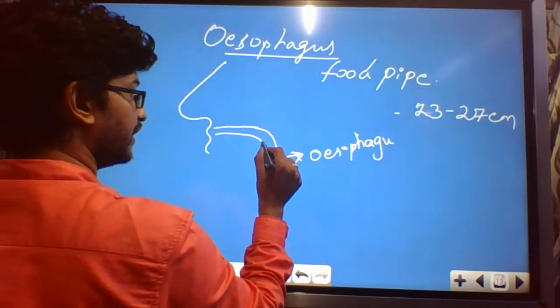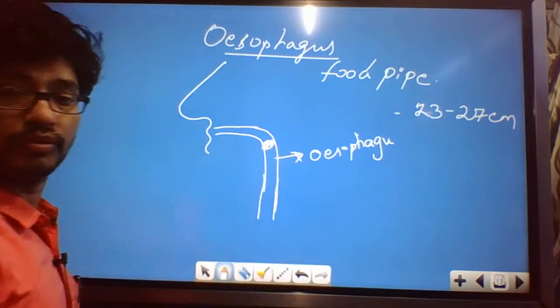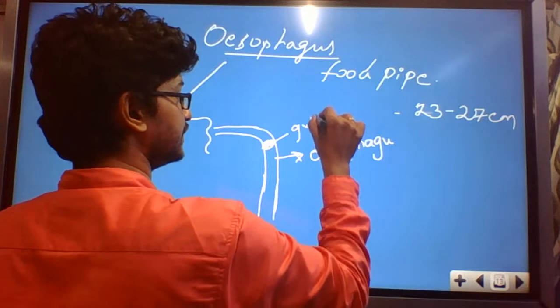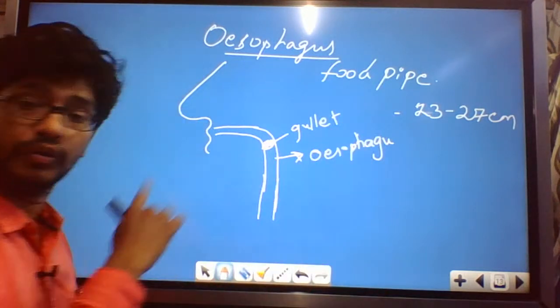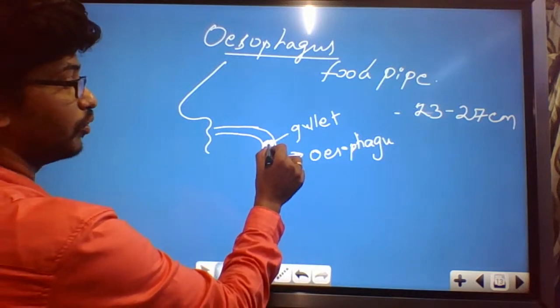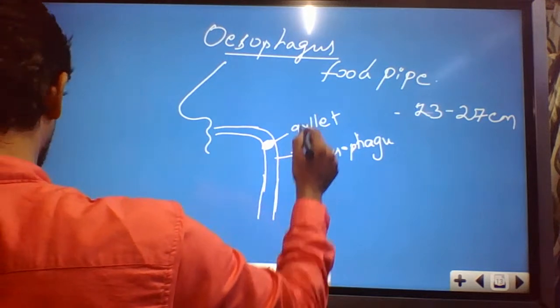And I told you already, in the uppermost anterior part there is an opening, right? What is the name of this opening? This we call the gullet. As far as your windpipe is concerned, that is called the epiglottis. But in the esophagus, the opening of the esophagus we call the gullet.